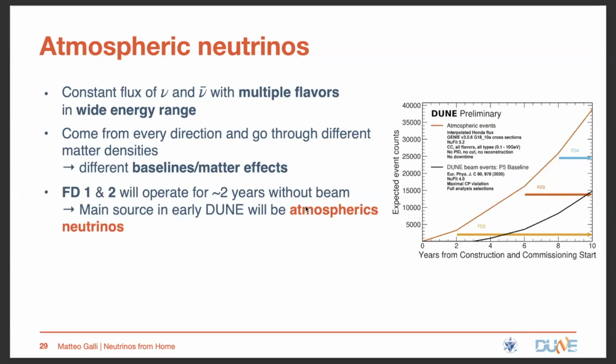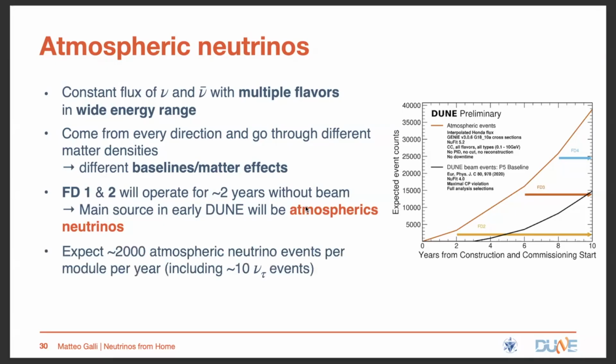Moreover, we know that before the beam, the first two far detector modules will be in operation for 2 years, where the main source will be atmospheric neutrinos. And we expect 2,000 atmospheric neutrino events per module per year, with a few tau neutrinos. So this provides sensitivity complementary to the beam.